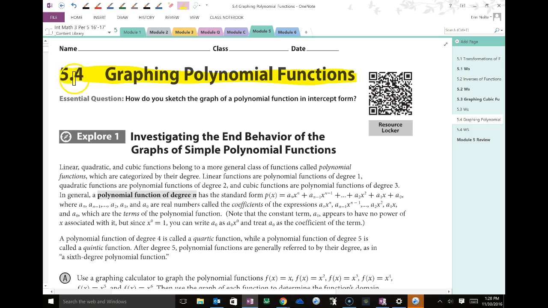All right, so 5-4 lesson. Okay, everybody got their notes out? Pencils in hand? Focused? Probably that.